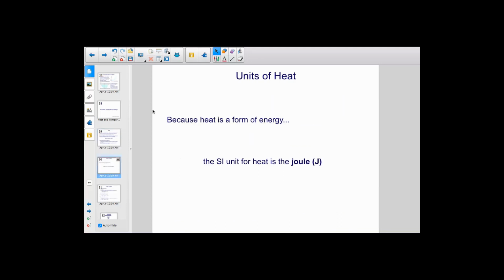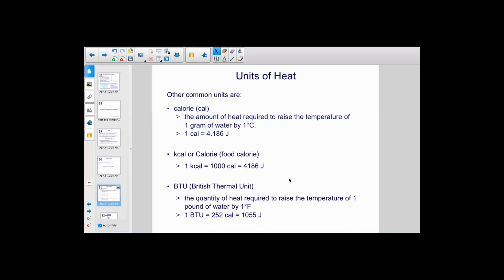What about the units of heat? Well, because heat is just another form of energy, we use the joule, the SI unit for energy. There are other common units of heat, and you'll hear these from time to time. One is the calorie, abbreviated lowercase cal. This is the amount of heat required to raise the temperature of 1 gram of water by 1 degree Celsius. 1 calorie is 4.186 joules.